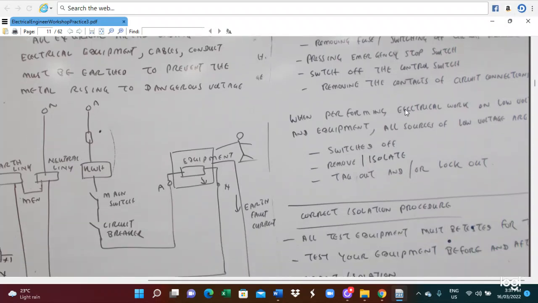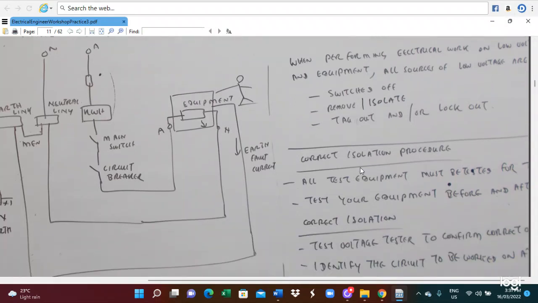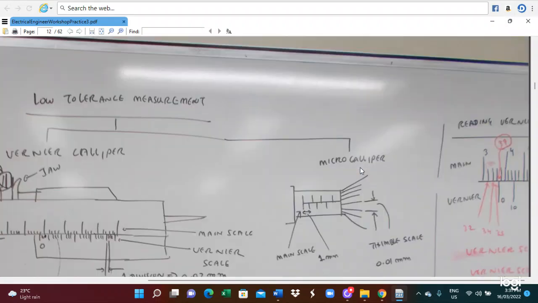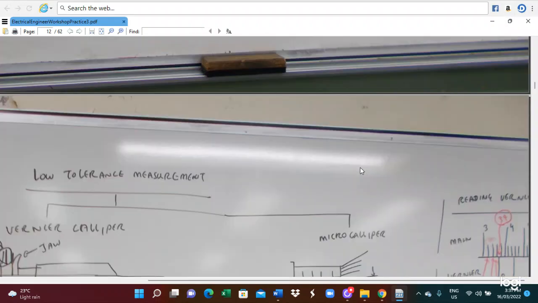So when performing electrical work on the supply equipment, in this case, you have to switch off, remove, and isolate. Tag-out and lock-out must be utilized. So these are the ways tag-out and lock-out are utilized.